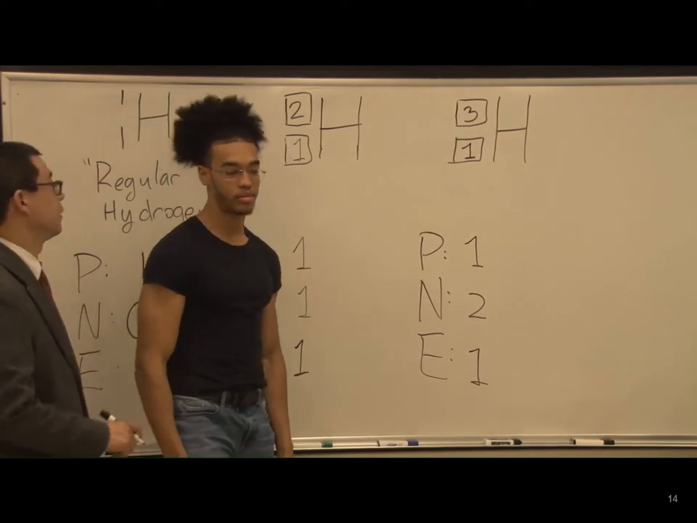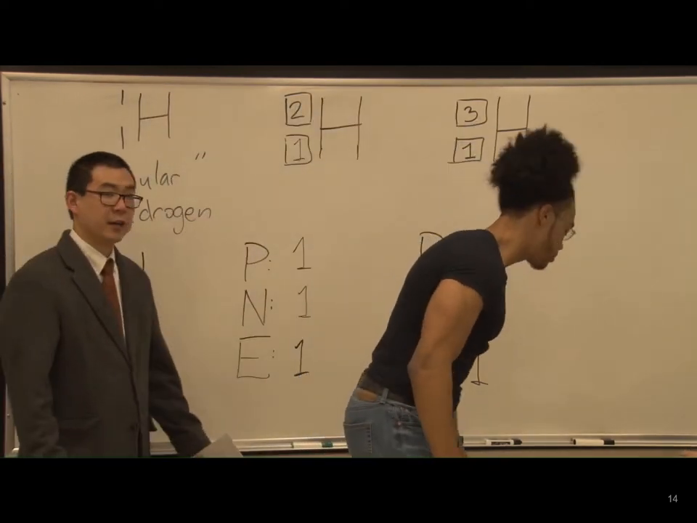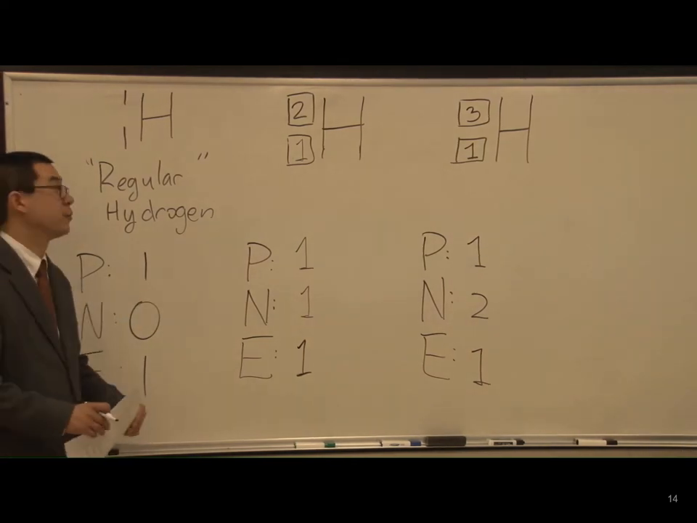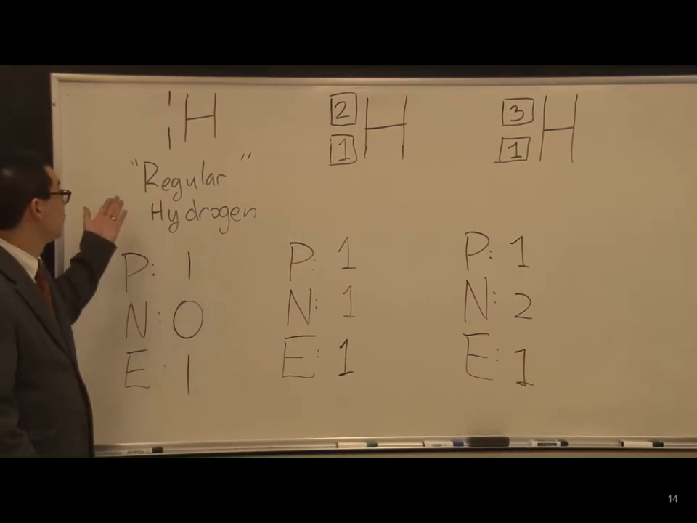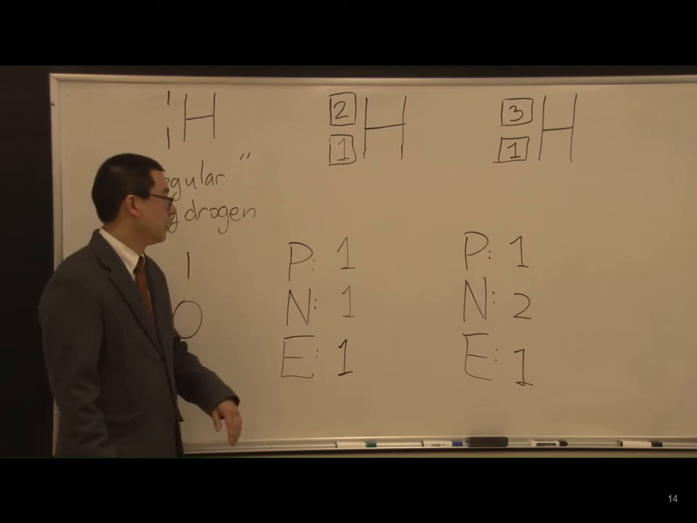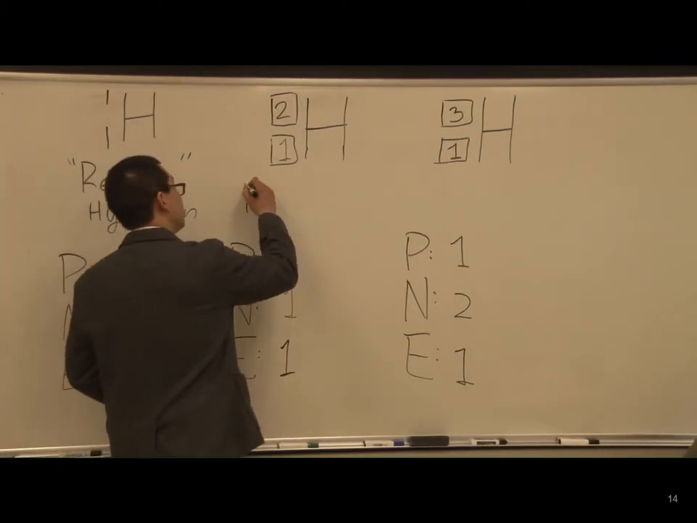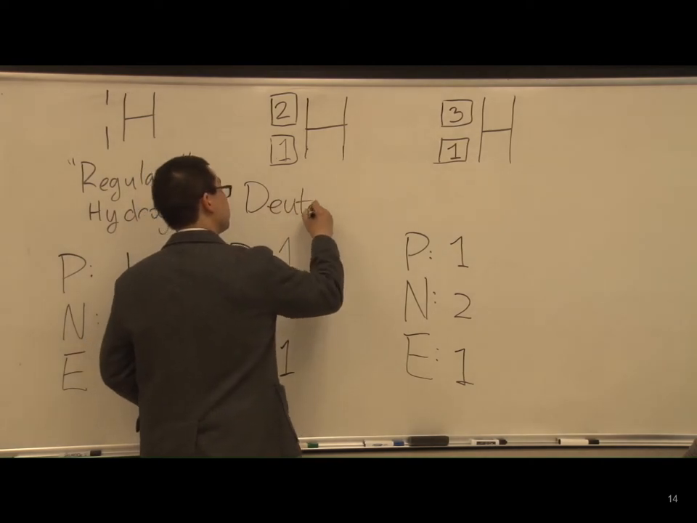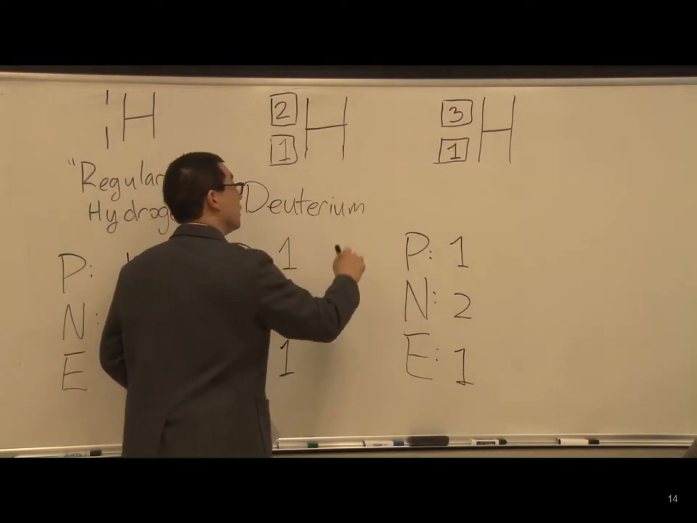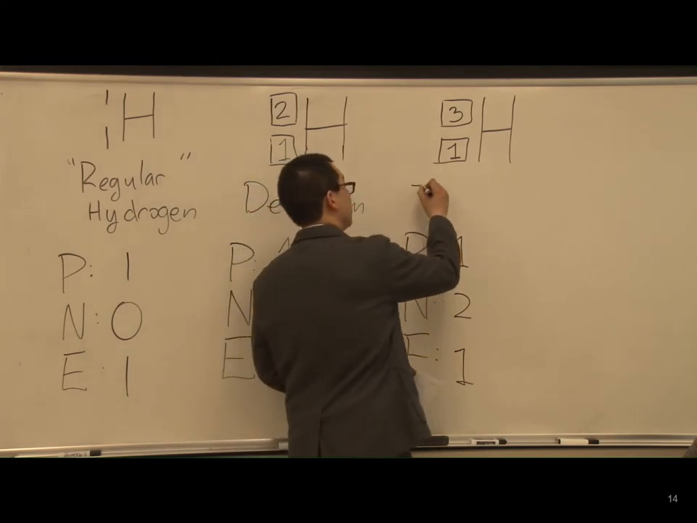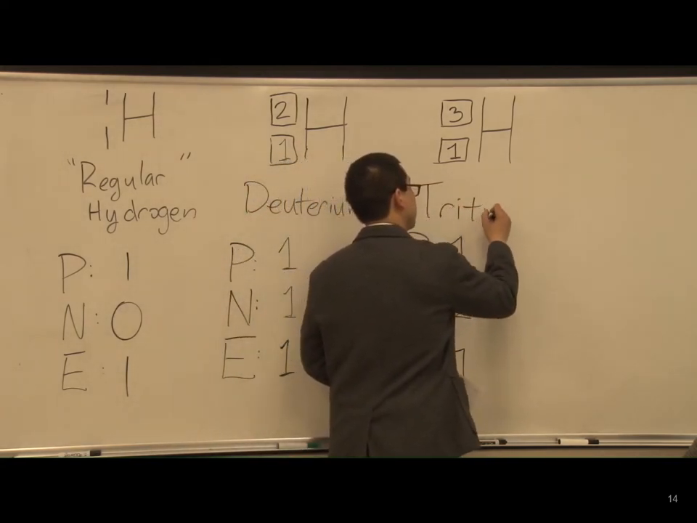Great, thanks. No problem. So in actuality, hydrogen does have 3 common isotopes. The most common one is hydrogen 1. Somewhat less common is hydrogen 2, which has the common name of deuterium. And then hydrogen 3 is radioactive, and it's called tritium.